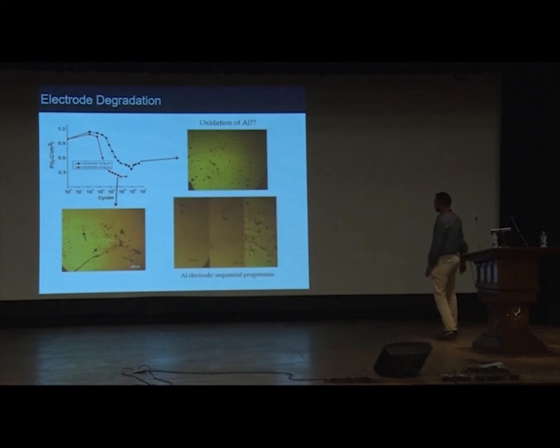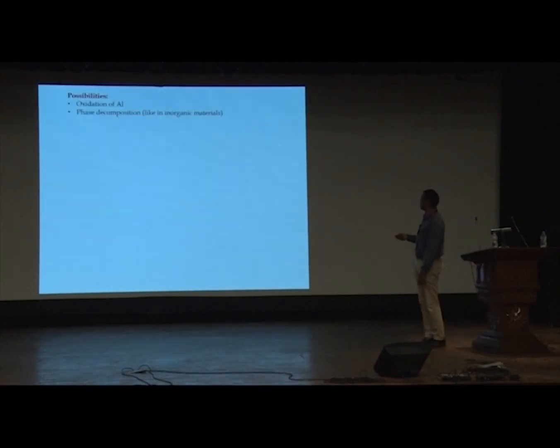In fact, if you look at it sequentially, there is something interesting happening. You form these bubble-like features in the beginning, and these bubbles grow bigger and bigger, and at some places they start bursting, and wherever they look black, it's like a pit. So this gave us some idea that something is forming inside which is gaseous in nature. It's bubbling and then bursting, and this is happening not in a very organized manner, but wherever it finds a way, it bursts. So the possibilities were oxidation of aluminum or phase decomposition.